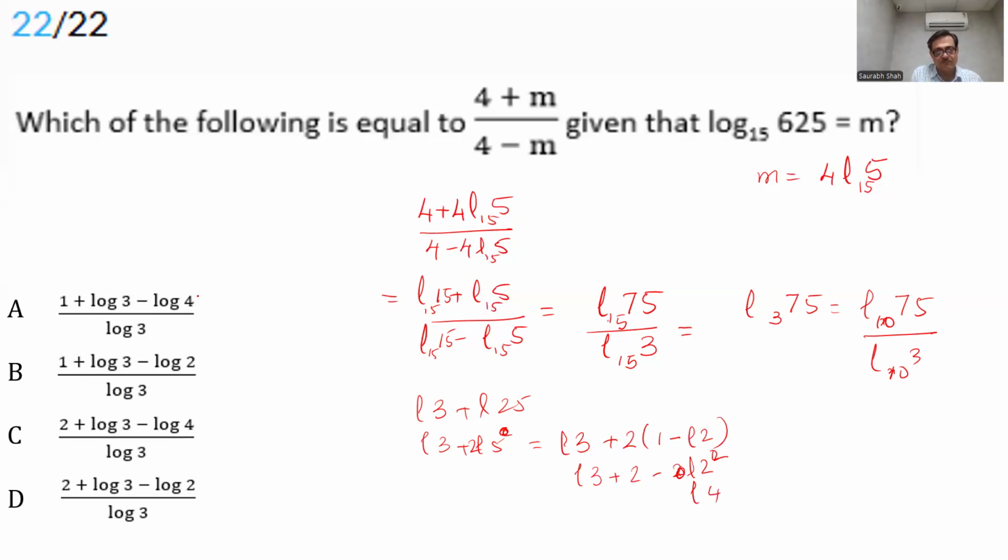So here you have a log 4, but you don't have a 2 here, so that's wrong. The correct answer is option C. Option C is the right answer. 2 plus log 3 minus log 4. That is the right answer.